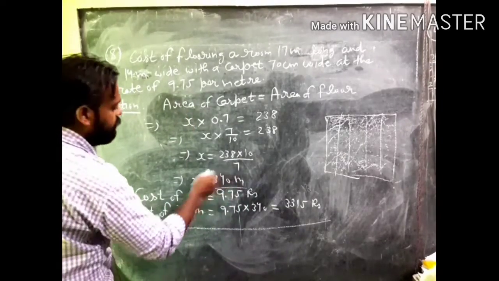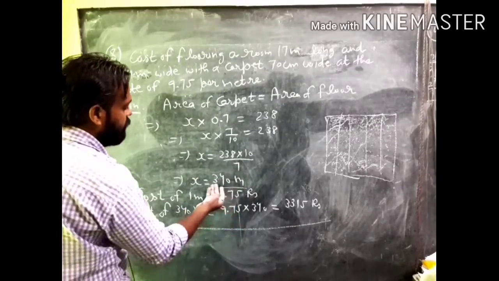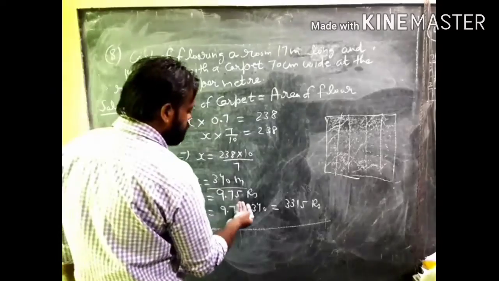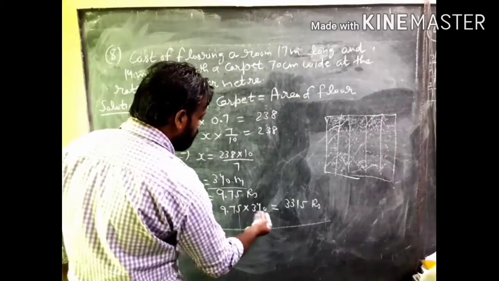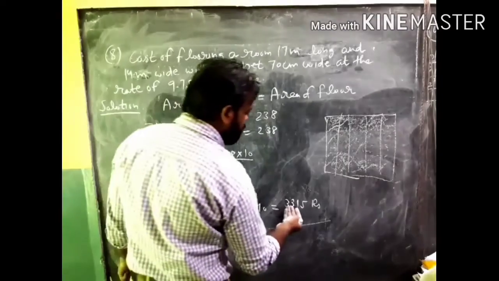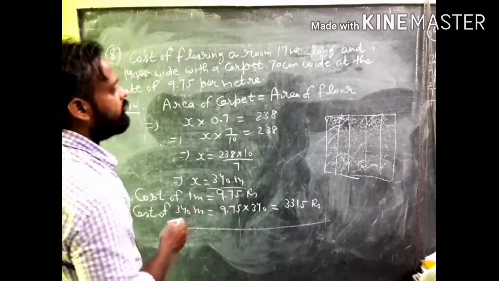Cost of 1 meter is 9.75 rupees, and we have to find out the cost. Of course the total length of the carpet is 340, and we simply have to multiply this 340 with this 9.75. So the cost of 340 meter is equal to 9.75 into 340. After multiplication it will become 3,315. So this is the total cost required.